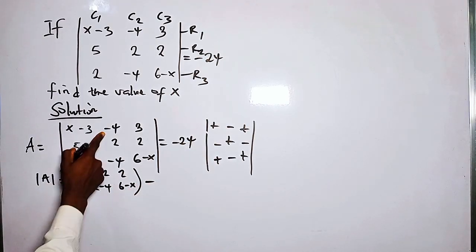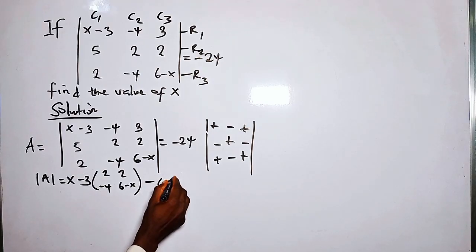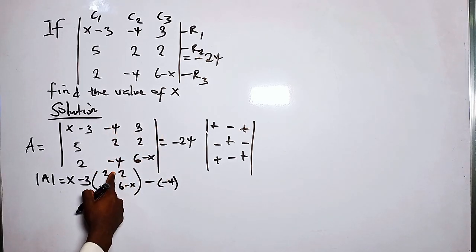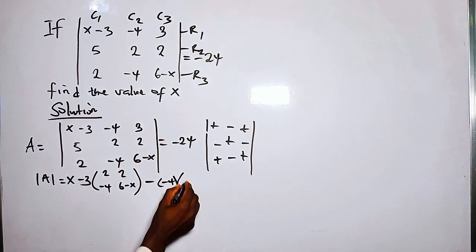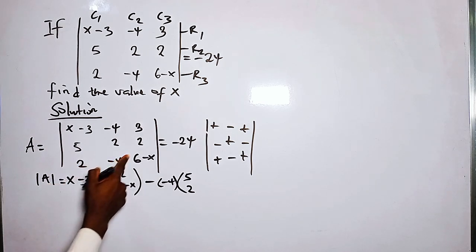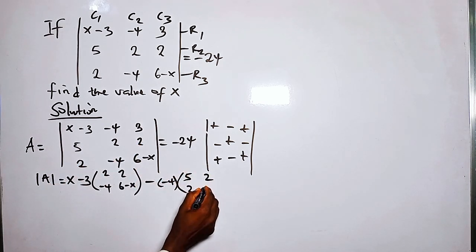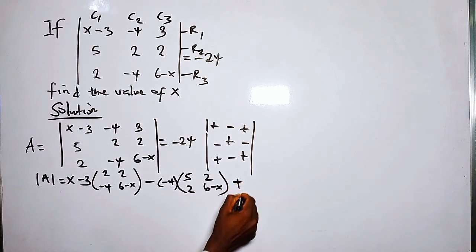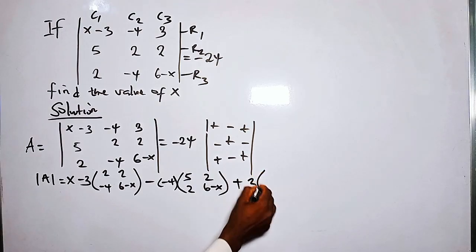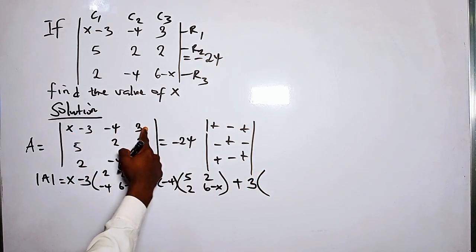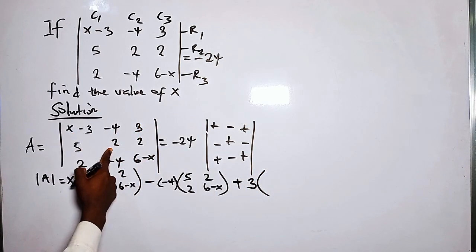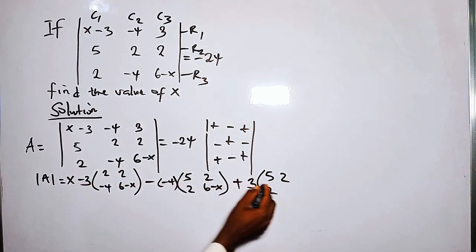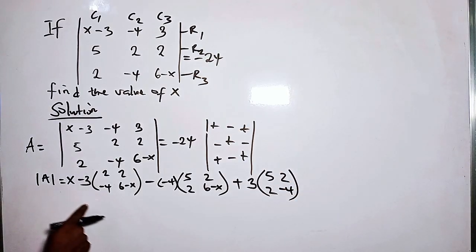So for minus 4, the first row will be deleted, the second column will be deleted, so we have 5, 2, 2, 6 minus x. And the third one comes with positive, so we have plus 3. Here the first row and the third column are deleted, so we have 5, 2, 2, minus 4.